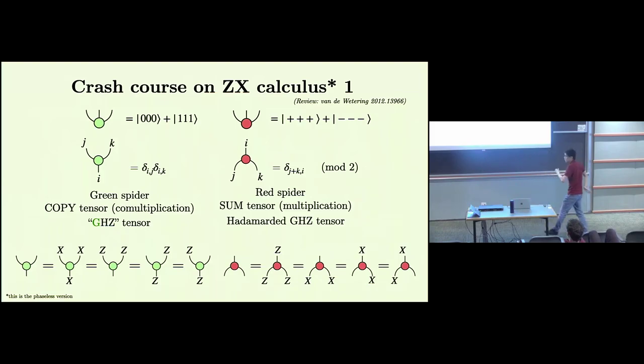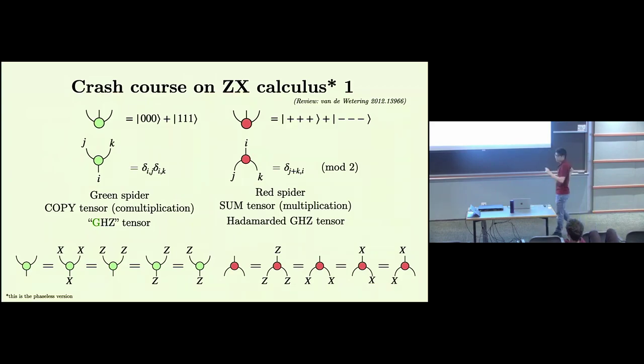Now, if you think of it as a map, let's say I input 0 here, then the output gives me 2 zeros, right? And if I input 1, the output will be 2 ones. So as a map, you can think of it as being some sort of copy tensor. Whatever I put in, it just copies the result. Okay, so this is like a GHZ.